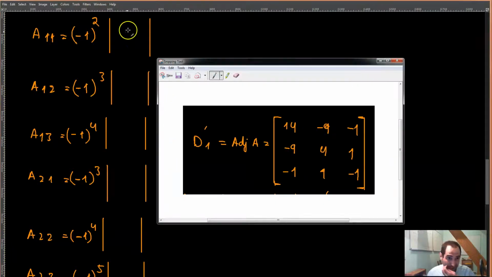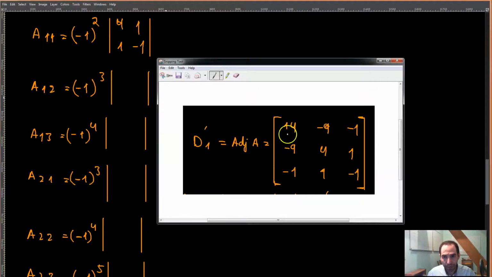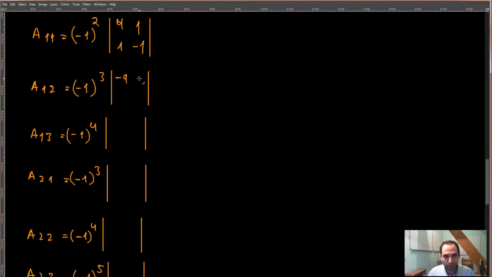For writing this determinant, I have A of 1, 1, so delete this row and this column: 4, 1, 1, -1. A of 1, 2 would be this element, so delete this column, delete this row: -9, 1, -1, -1.